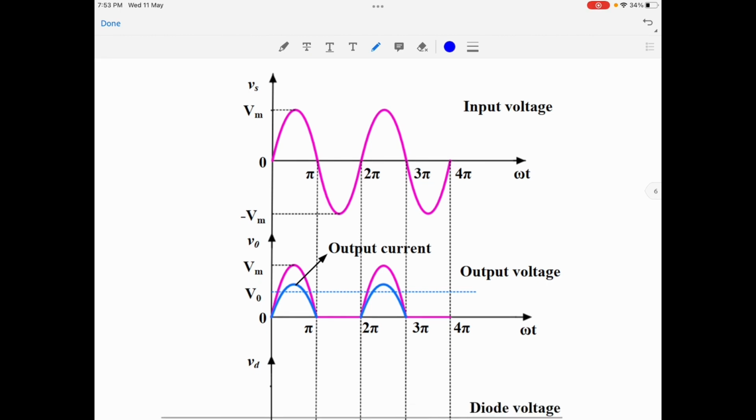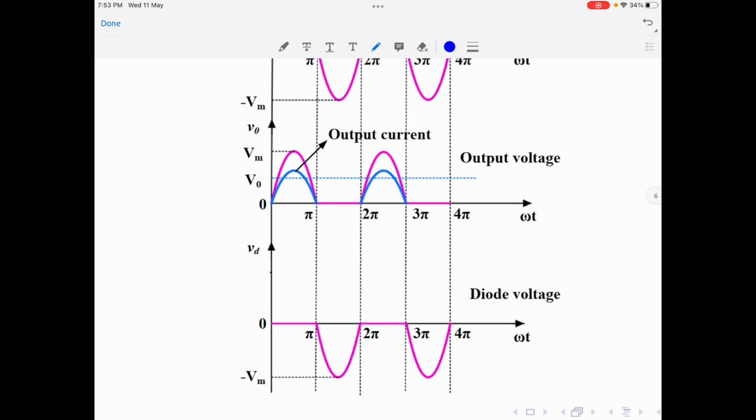Coming to the second waveform here, which is for the output voltage, you can see that the output voltage is 0 because the diode is now reverse biased. The output current will also be 0 during this period.